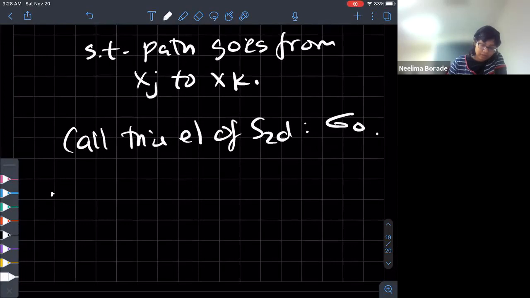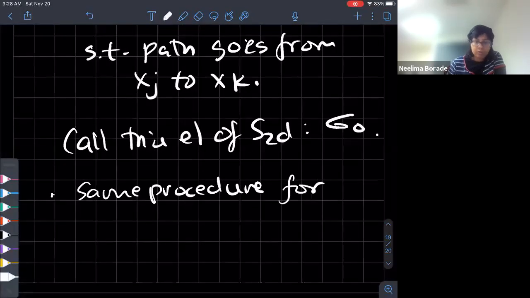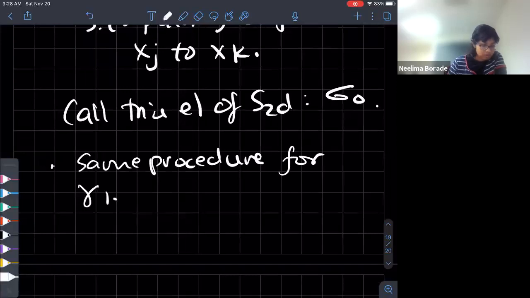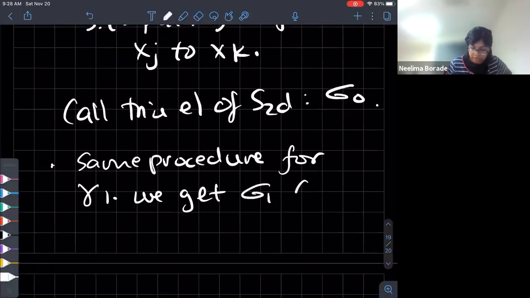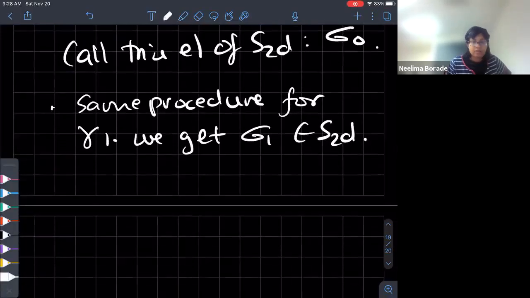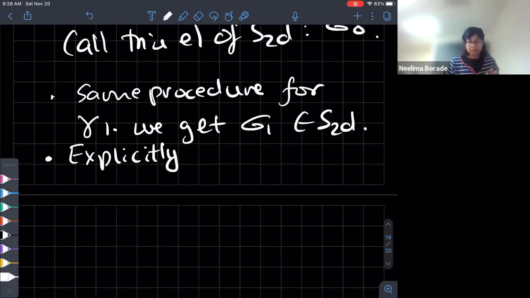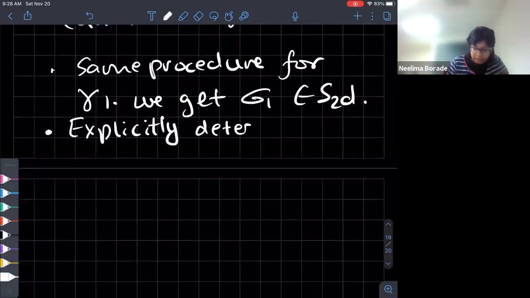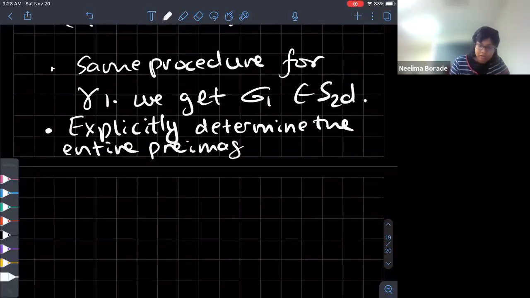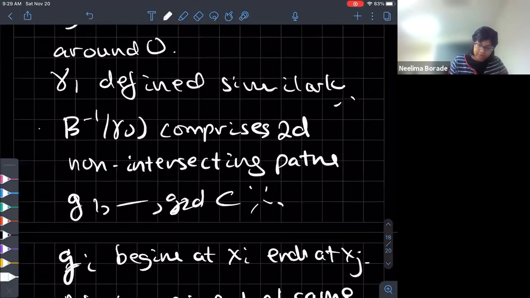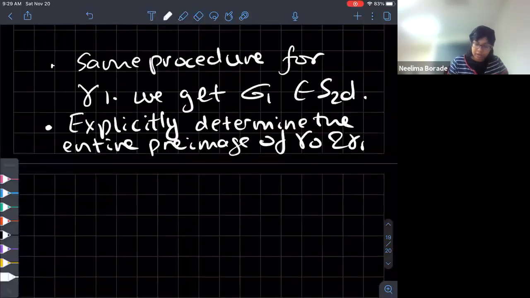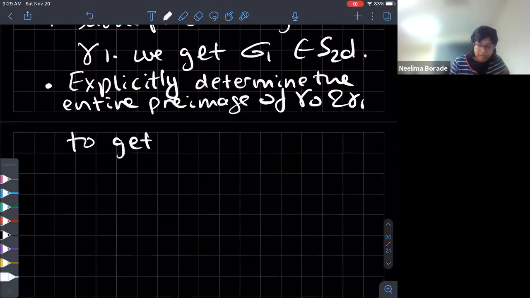And if we do the same thing for the loop we constructed, gamma 1, then we get a permutation sigma 1 in S2d. And then essentially what you do after this is, so we just gave a method to construct it, but we want to explicitly determine the entire pre-image of gamma naught and gamma 1, because that's how we constructed this. The xi's give you the permutation. So we compute the entire pre-image of gamma naught, gamma 1 to get sigma naught, sigma 1.